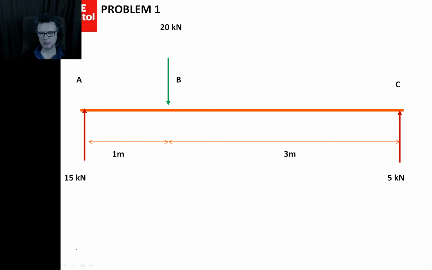So here's my problem 1. I've got 1 meter, so x equals 0 at this position here. And when x equals 1, we've got this downward force of 20 kilonewtons, and then 1 plus 3 is 4, so when x equals 4, we're at the end there. So I've worked out the reactions for you, 15 and 5.